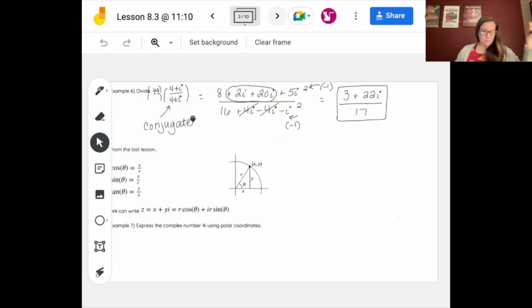All right. So now that we've got a little bit of a review of the basics, part of your assignment is going to be doing review of imaginary or complex numbers. And the other part will come from what we're going to talk about today.